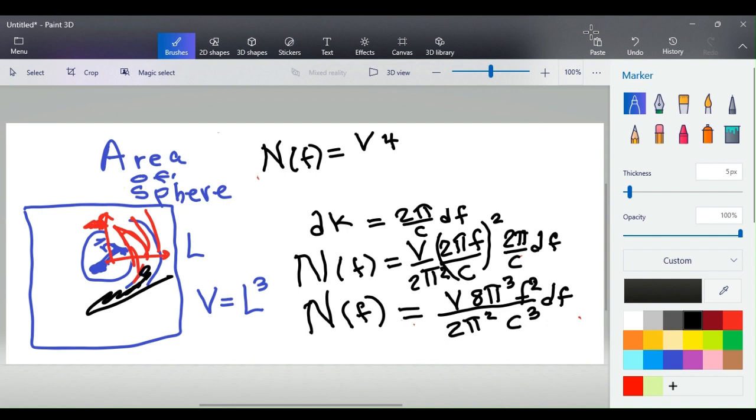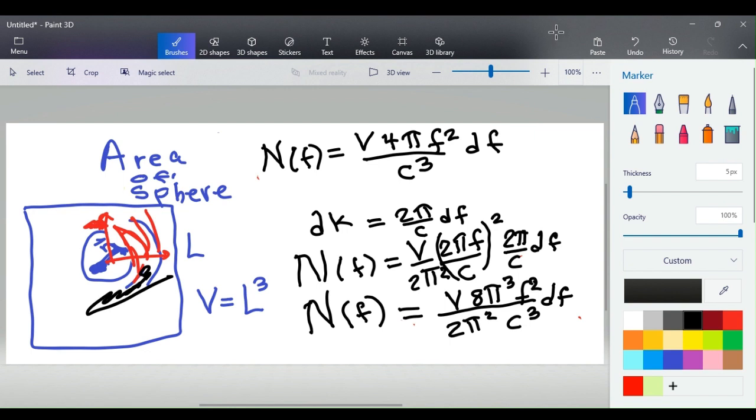We've got a pi in the numerator. We still have an f squared, nothing canceled out there. We've got a df. And let's see, what's left in the denominator? c cubed. We finally got where we wanted. I know this is what I wanted to do. I don't know if you realize what was happening.